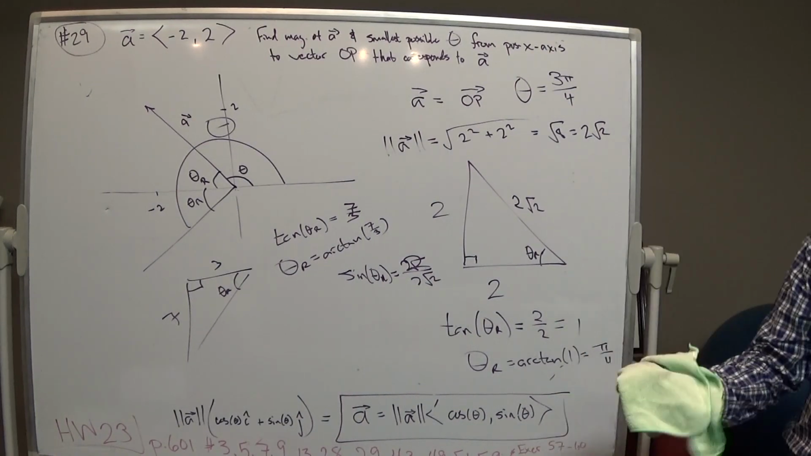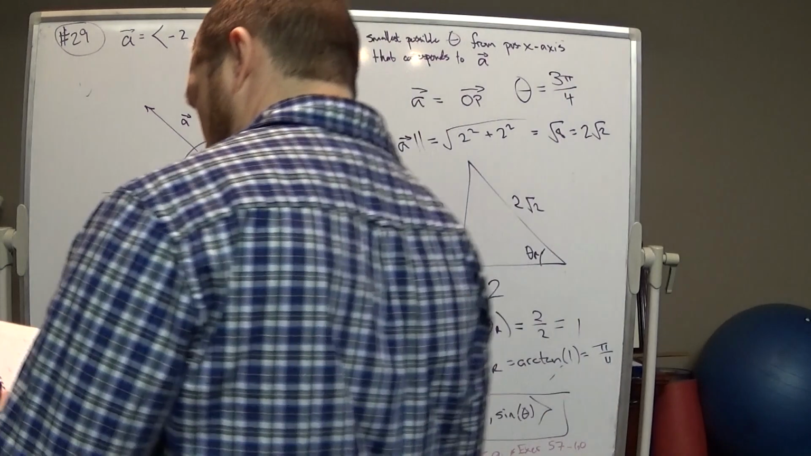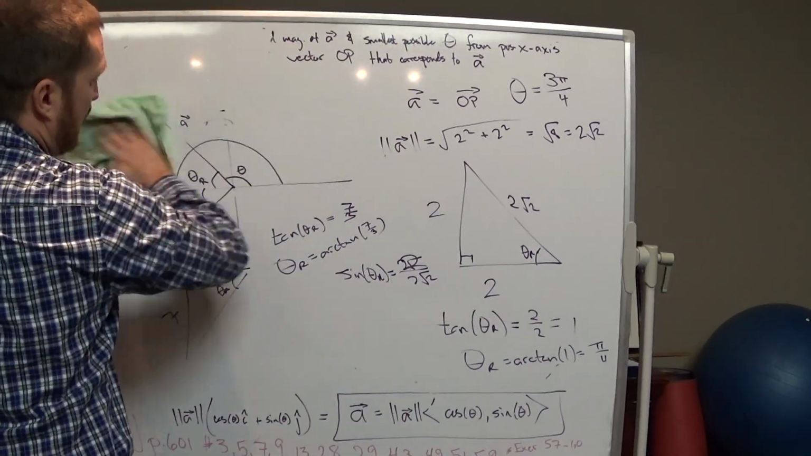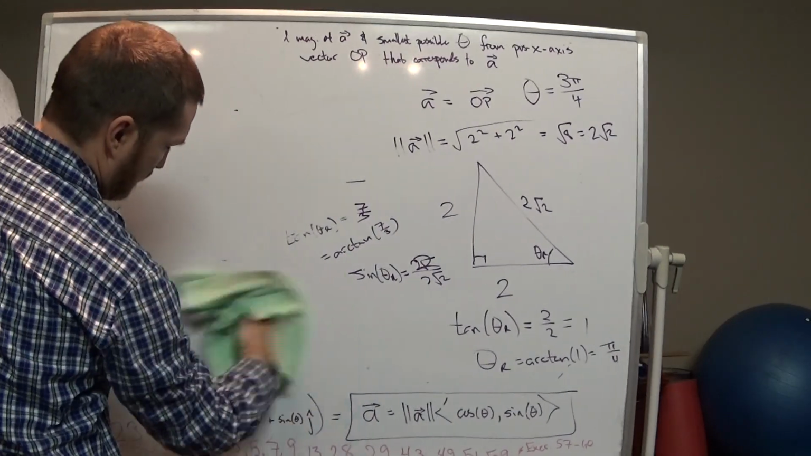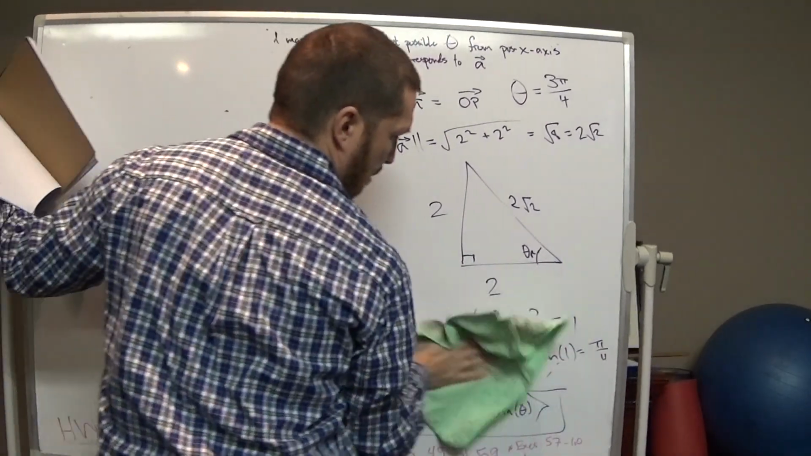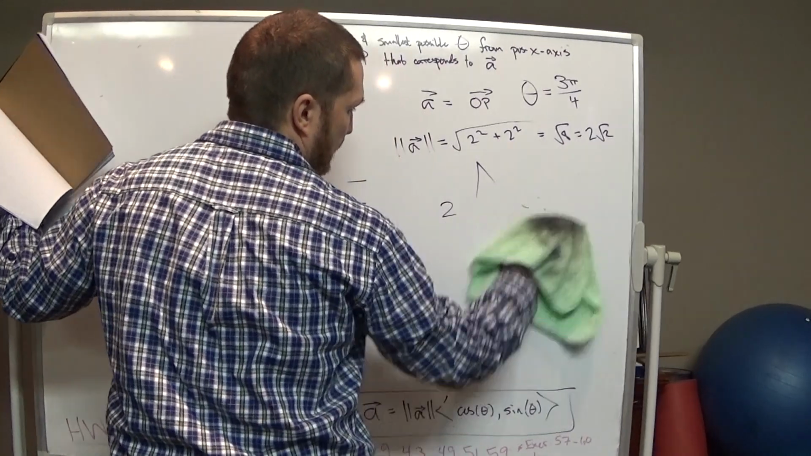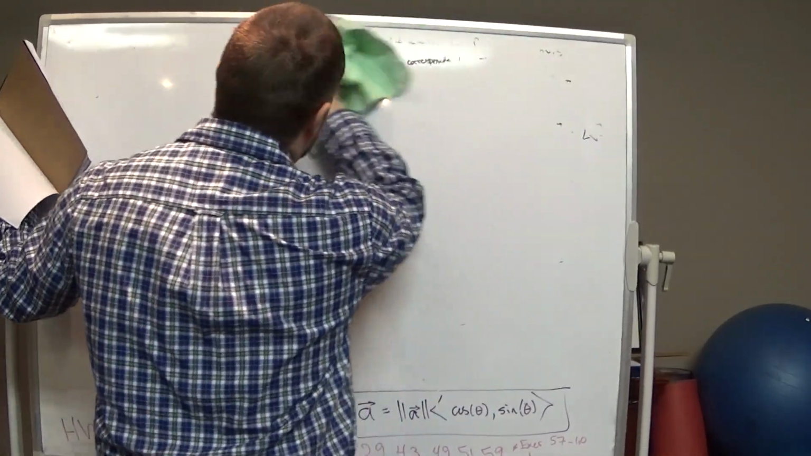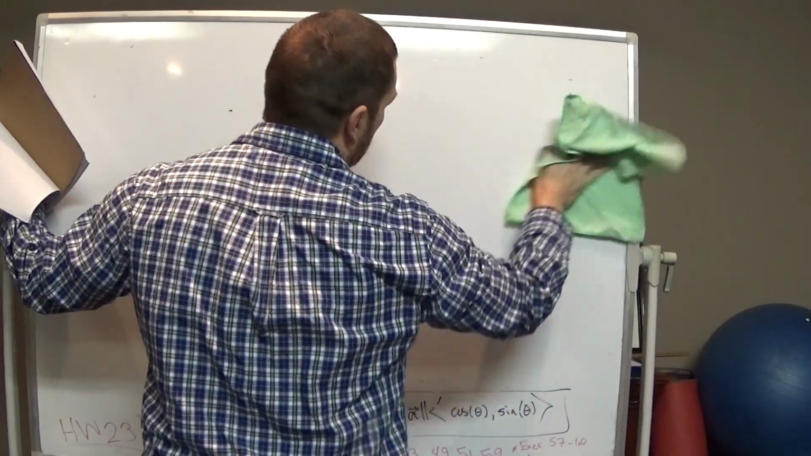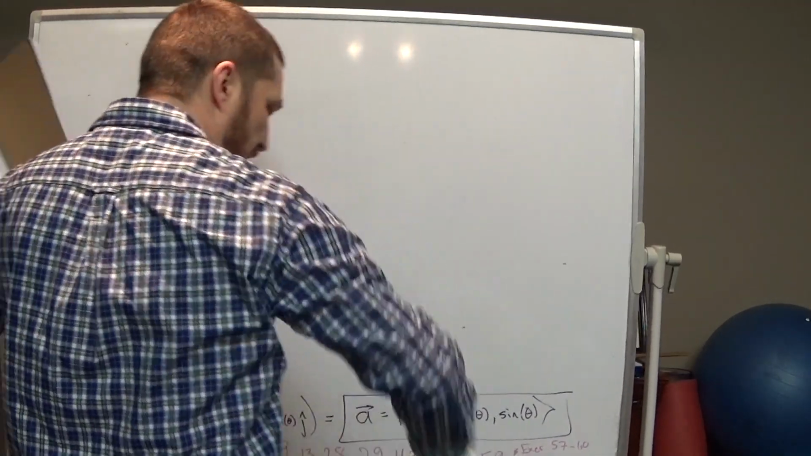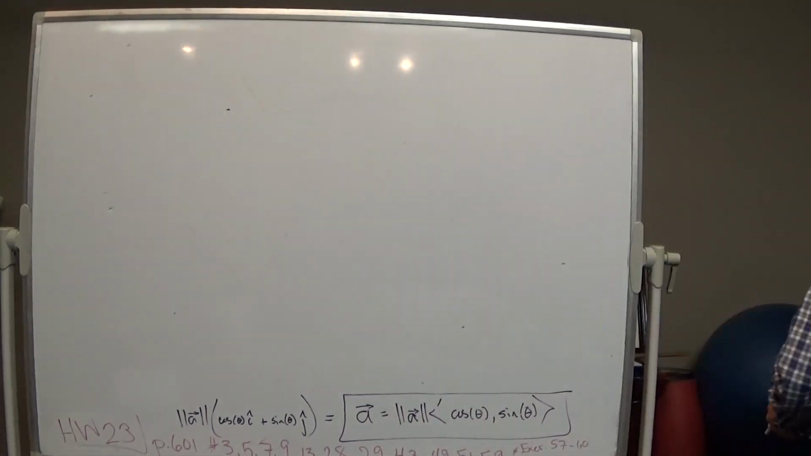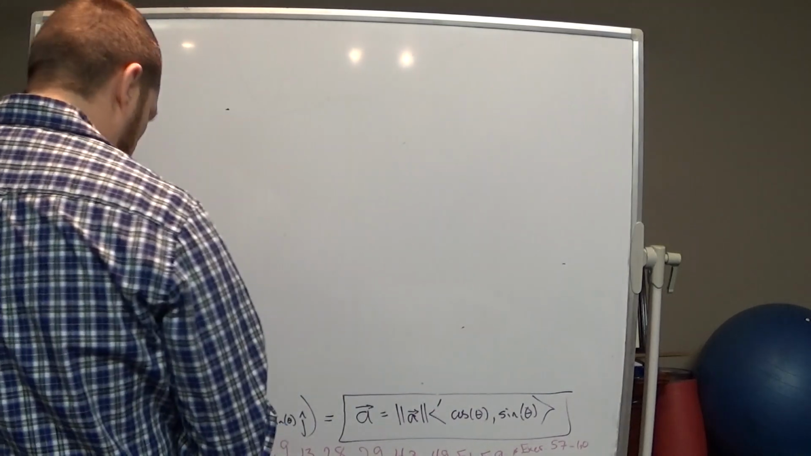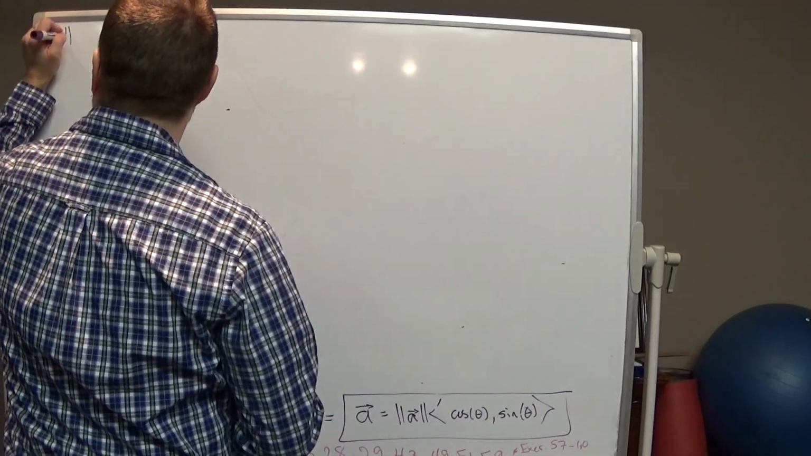So, questions before I erase this stuff? There's one kind of thing you're going to see. Another kind of problem is lots of conversion between IJ format and our bracket format. That's just very straightforward. Another thing you're going to see, actually let's do the hard thing first and then we'll go into the other thing that you're going to see. So this is number 44.